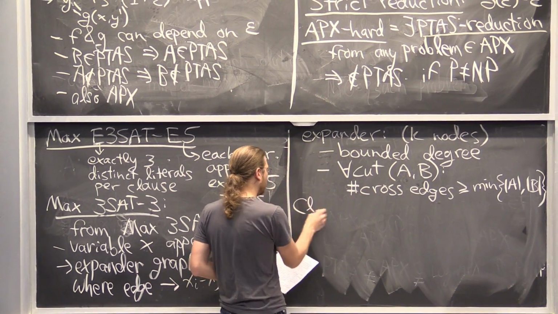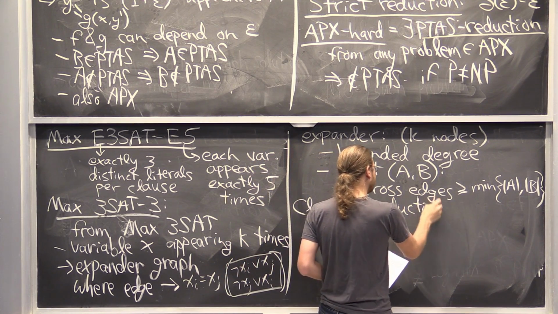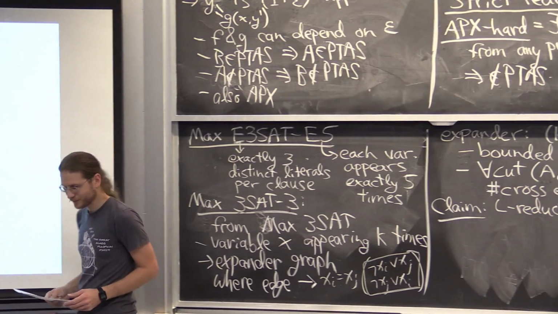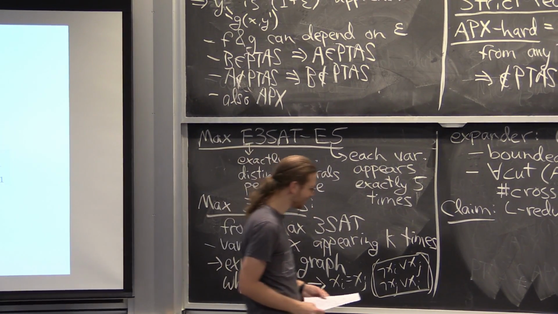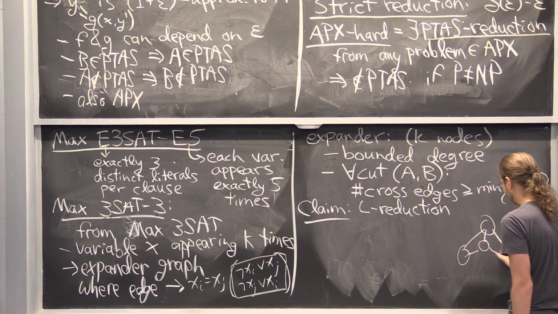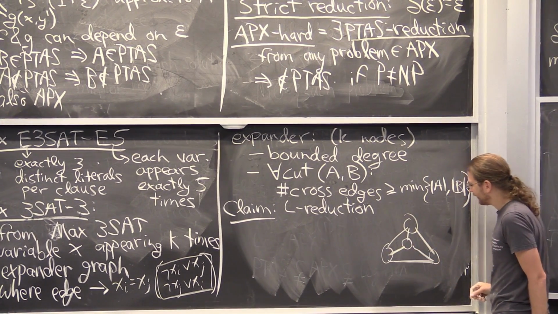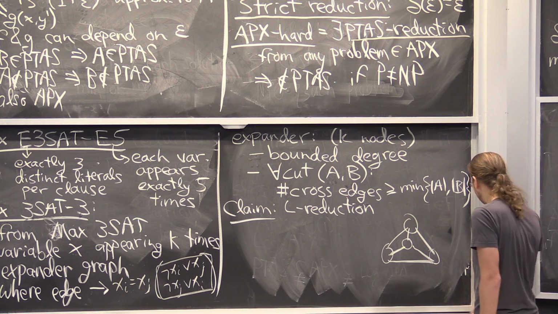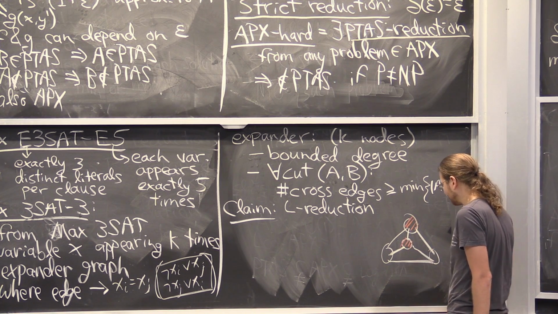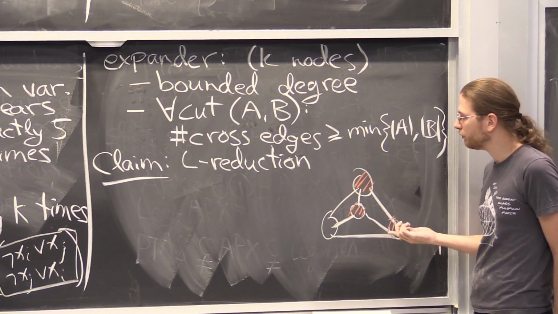Claim: L-reduction. I don't have anything to point at because I can't point at an expander graph, so let me draw a graph so I can point at something. Let's draw the clique, just so it's a little easier to think about. This is an expander, K4. And let's say in your solution, some of these end up getting assigned true value. Let's represent that by red. Some of them not. Maybe 3 of them are true, 1 of them is false, whatever.